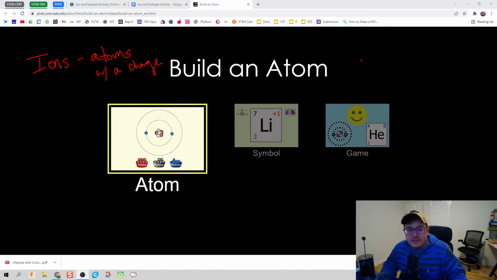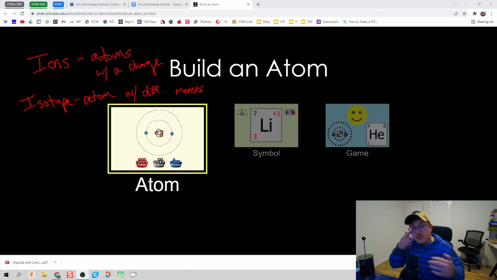Or we're going to be looking at isotopes. I-S-O-T-O-P-E-S. Isotopes are atoms with different masses. We're going to do some examples here in a second, but I'm going to use these two vocab words repeatedly, because we're going to start building some atoms. Sometimes we need to build an ion. Sometimes we need to build an isotope, which would be the same atom or same element with different mass. Okay, all right, let's get going.